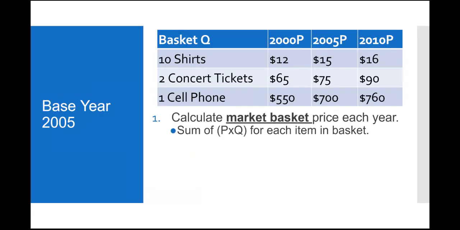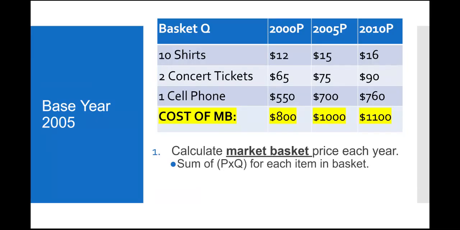Okay, so if you did your math appropriately here, you would have gotten that in the year 2000, the basket cost $800. In the year 2005, the basket cost $1,000. And in the year 2010, the basket cost $1,100. So that's step one. We now know how much the basket cost in each of our 3 years. So the next step is to turn these basket prices into our CPI or our indexed value.